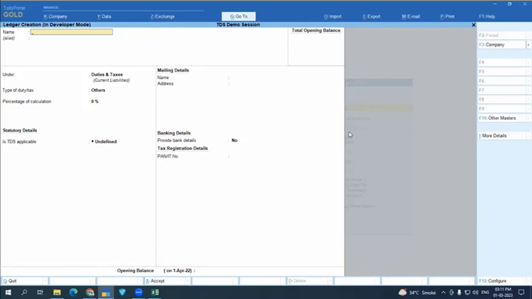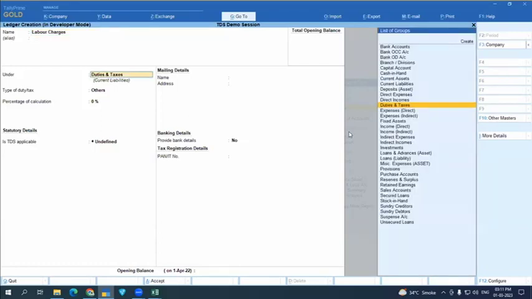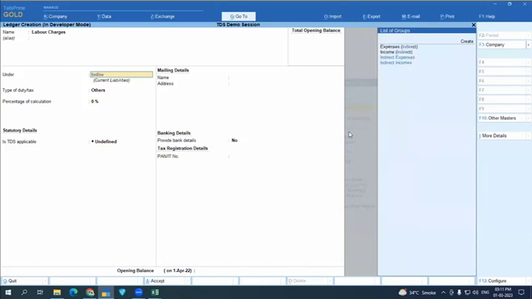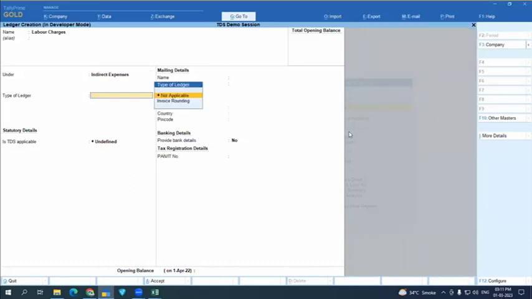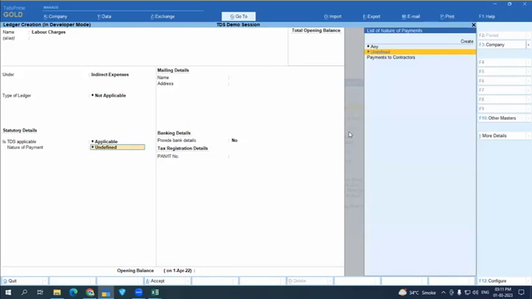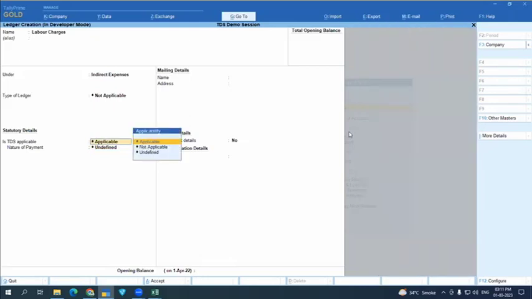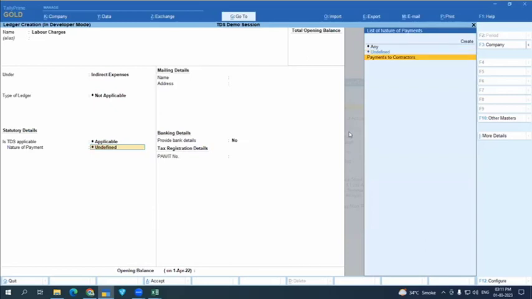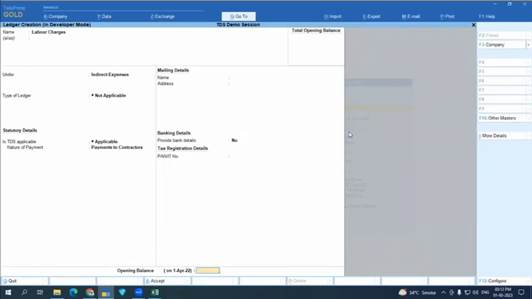Now my expenditure ledger, which I can say is labor charges. Because of time, I have to go fast. Okay, anyone have any doubt? Please write down. Indirect expenditure, direct expenditure, whatever your business is. Select TDS is applicable: yes, that ledger belongs to the categories given by the income tax department. So TDS is applicable is a must. You have to select it here. Then you have to select your category. Yes, that belongs under 194C, which is payment to contractor. Accept.